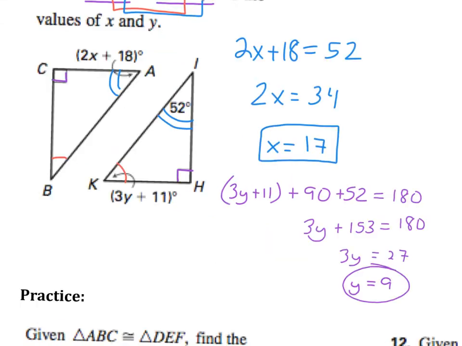Notice that I can check real quick. The reason I know that what this should be is I can just plug a 9 here to get 27 and add that to 11 to get 38. And 38 plus 52 is 90, plus 90 is 180. So we know that it definitely works out that way.